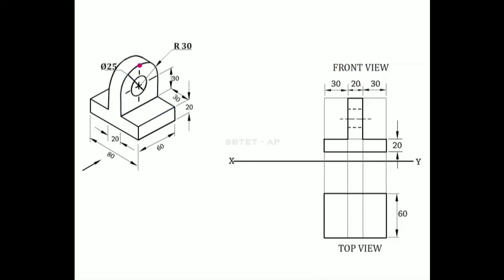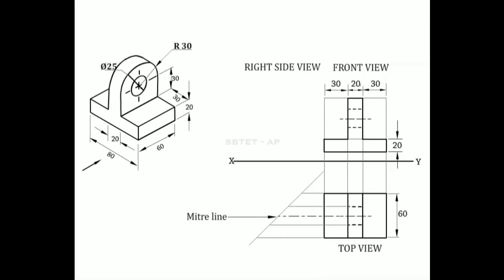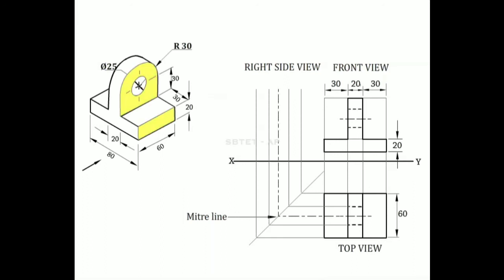In the top view, the vertical flange portion will be seen as a rectangle of size 60 mm by 20 mm. Right side view will come to the left of front view, therefore appropriately draw the miter line and projectors from the top view through the miter line. Now draw the projectors from the front view horizontally and complete the side view showing the dimensions width and height.